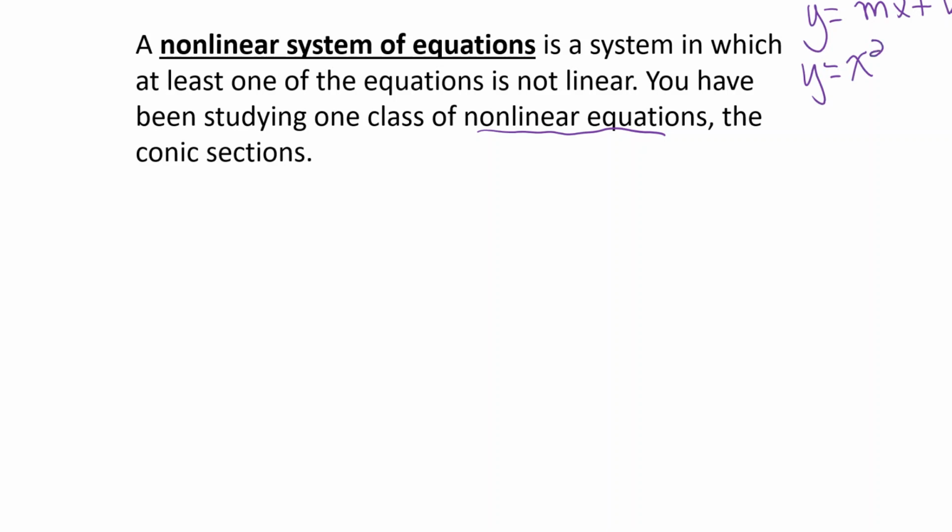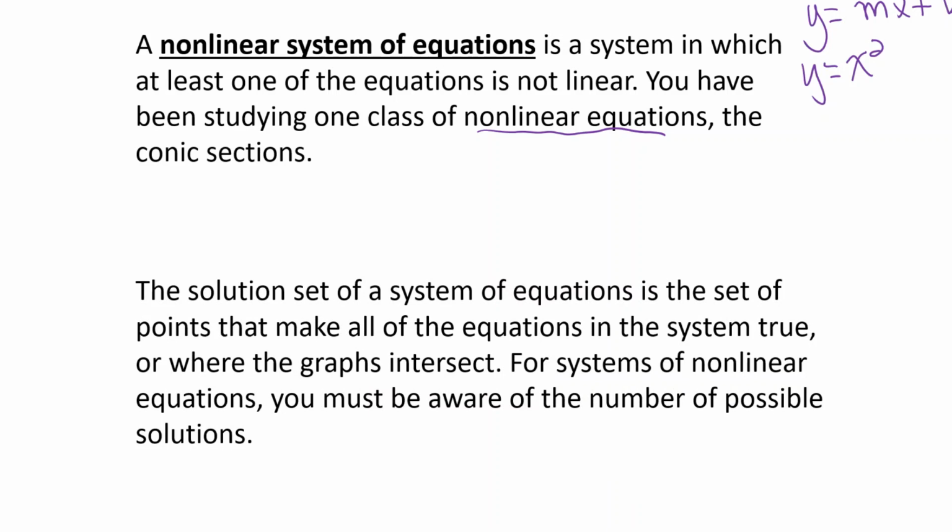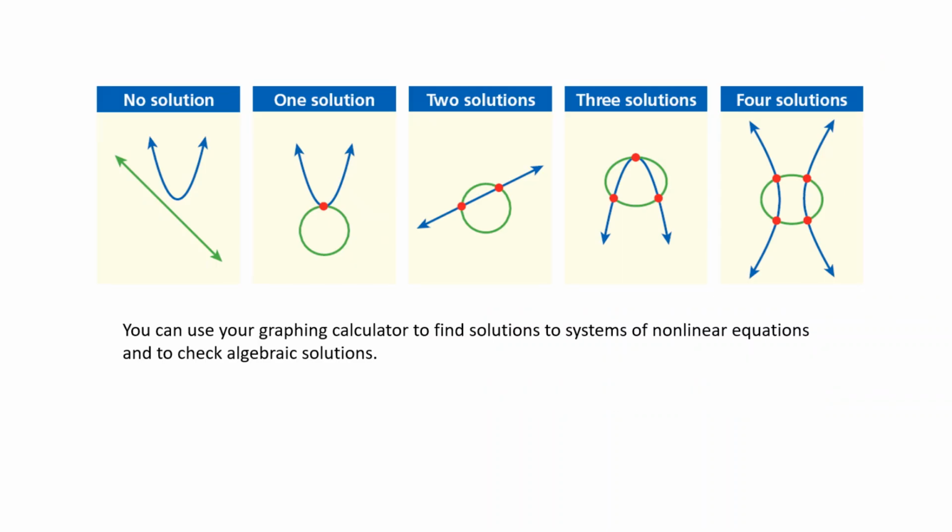All right, so now we're going to start doing the same thing with conic sections. The solution set of a system of equations is the set of points that make all of the equations in the system true, or where the graphs intersect. For systems of nonlinear equations, you must be aware of the number of possible solutions. So let's take a look at those. You can use your graphing calculator to find solutions to systems of nonlinear equations and to check algebraic solutions.